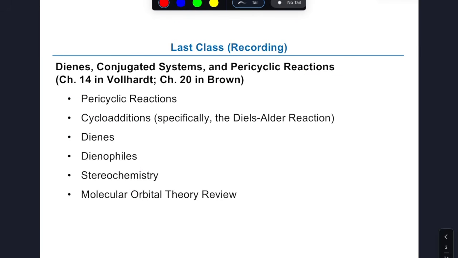So last class, we introduced pericyclic reactions and more specifically started talking about the Diels-Alder reaction. This is where we introduced concepts of what is known as a diene and a dienophile. These are the two components you need for your Diels-Alder reaction. And we started talking about the stereochemistry, what happens as we do this 4+2 cycloaddition, and a quick review of molecular orbital theory, but why we get the geometry and the stereochemistry that we discussed.